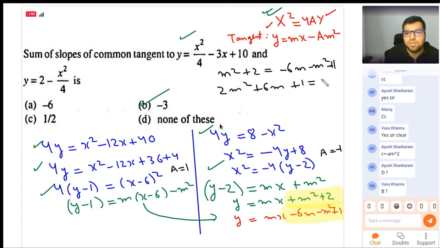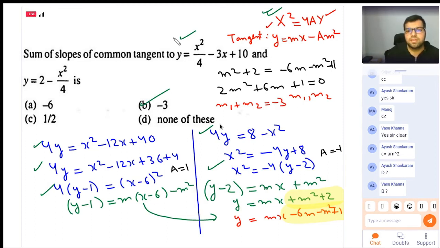So here we will have two slopes coming out, two roots, m1 and m2, which will be the slopes of the two common tangents. The sum of these slopes, m1 plus m2, will be directly minus 6 by 2, minus 3. So the answer is minus 3.